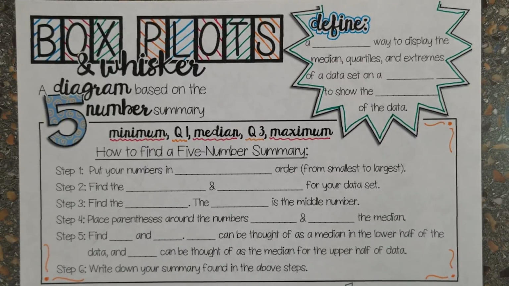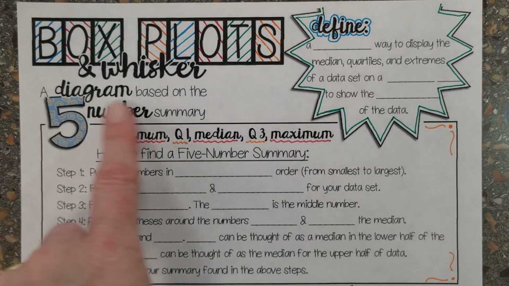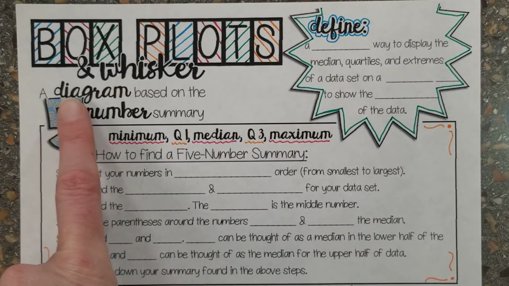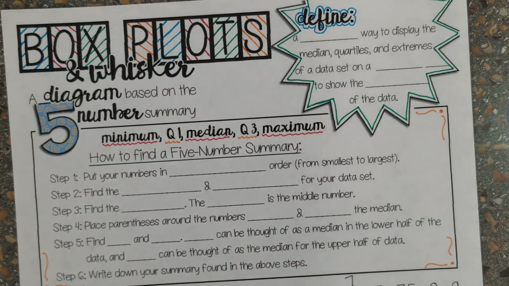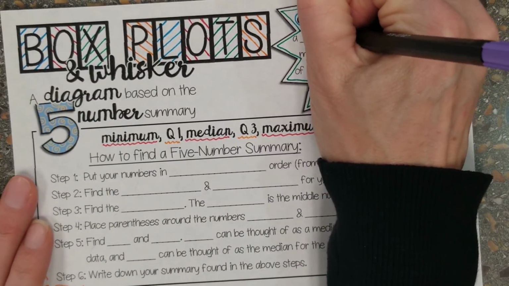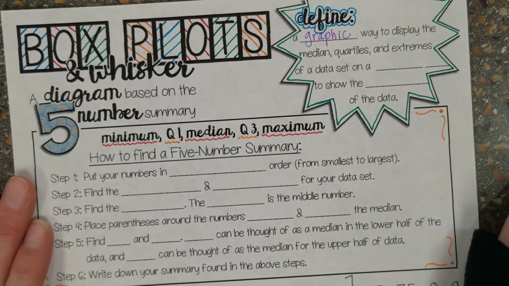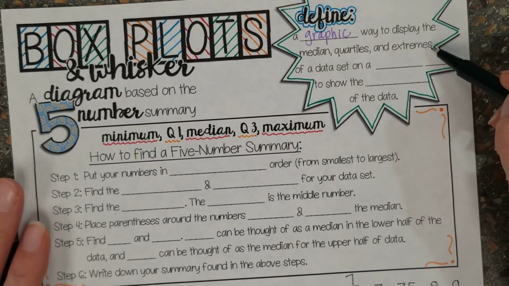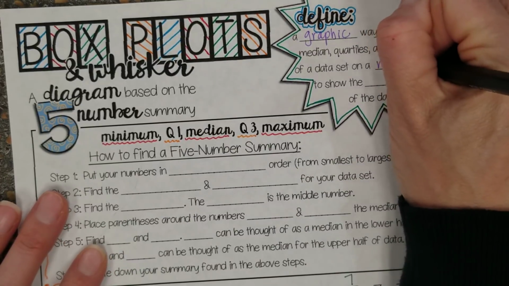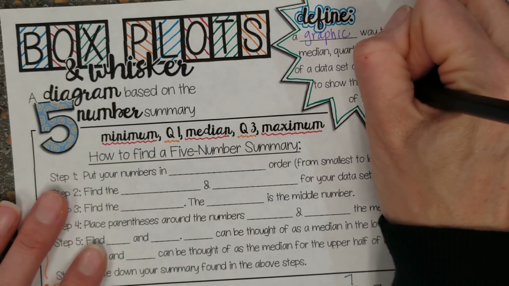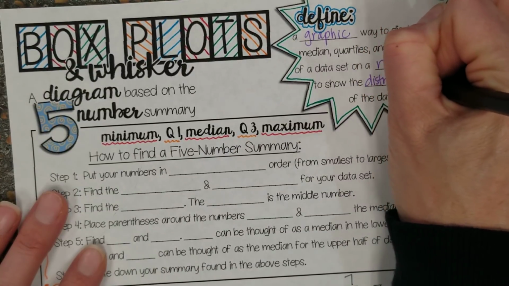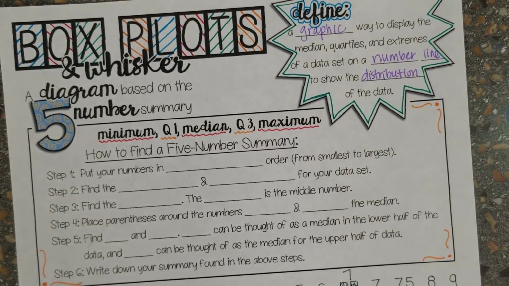All right, so these are sometimes called box plots. They're also called box and whisker plots. Basically, it's a diagram based on the 5-number summary. If we define it, where's my paper? There it is. It's a graphic way to display the median, quartiles, and extremes of a data set on a number line to show the distribution of the data. Okay?